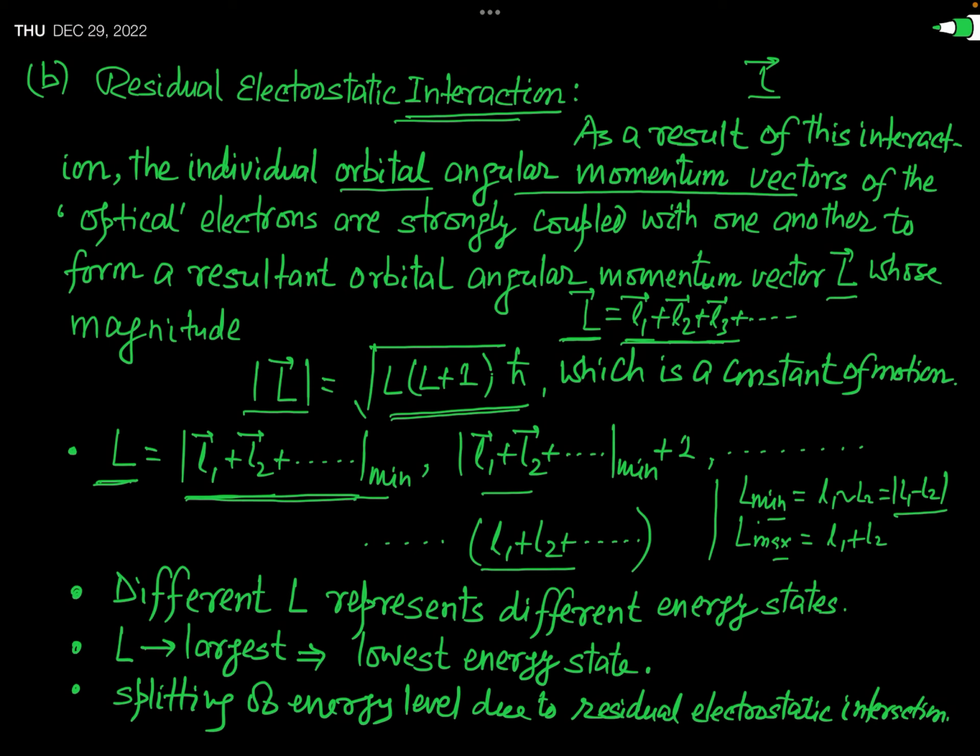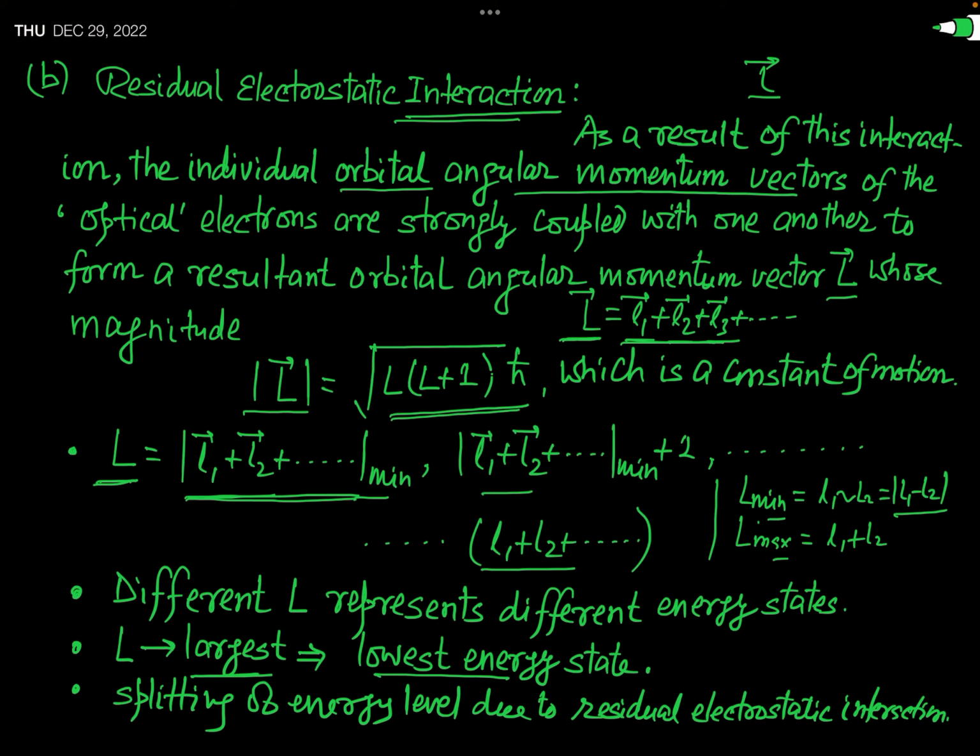Now these different values of L actually represent the different energy states of our atom. And just like S, when this capital L is largest, then the energy corresponding to that state is lowest. So largest L refers to the lowest energy state, remember. And the lowest L will refer to the highest energy state.